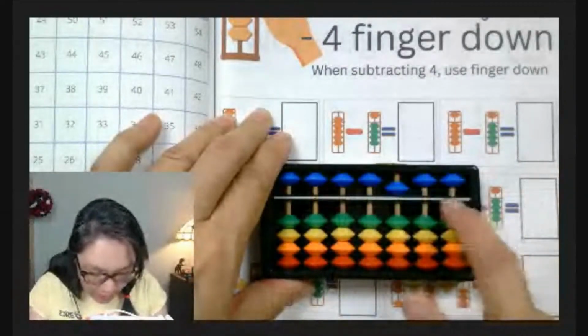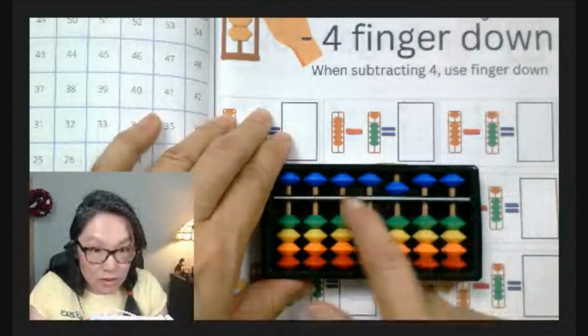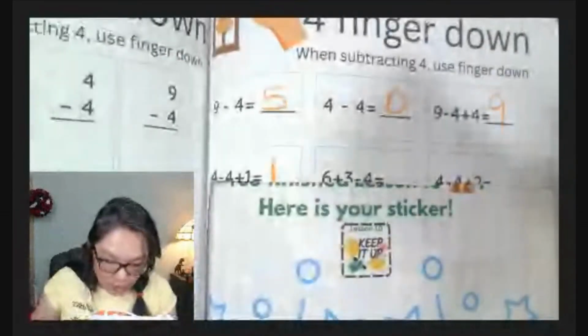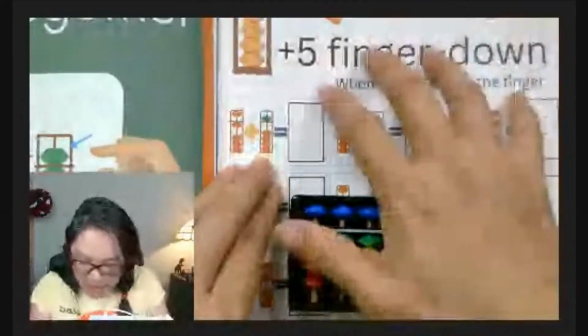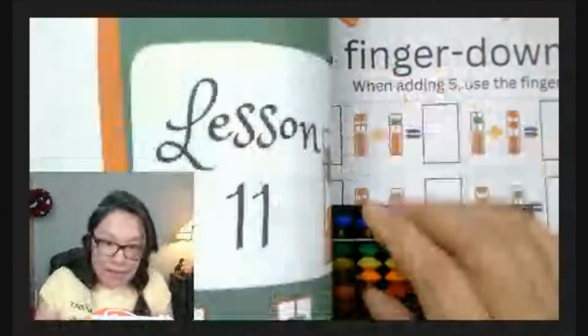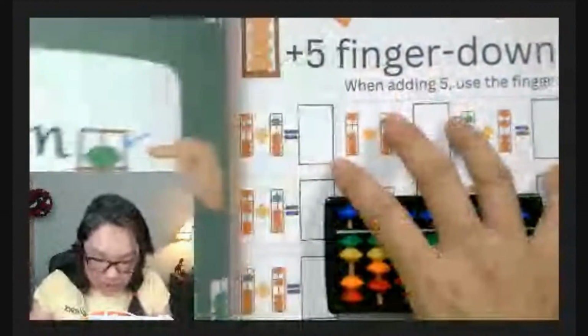Remember that when we take away the bead, that means we're moving away from the horizontal bar. So then after this, we have the 5. So this is the preview. This is towards the end. This is lesson 11. There's only 12 lessons in the book.